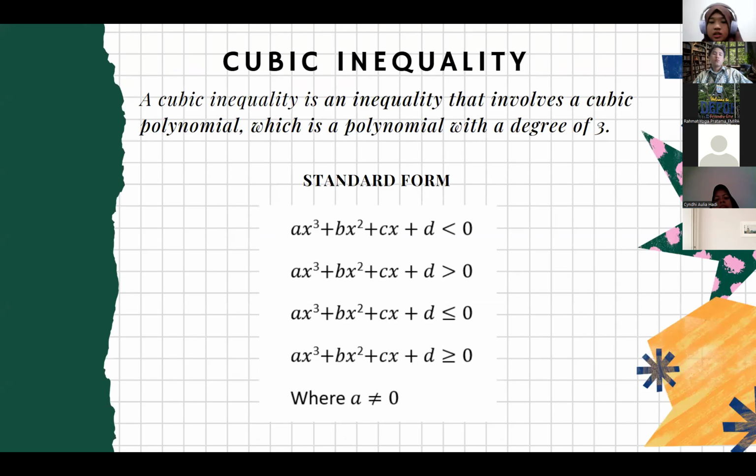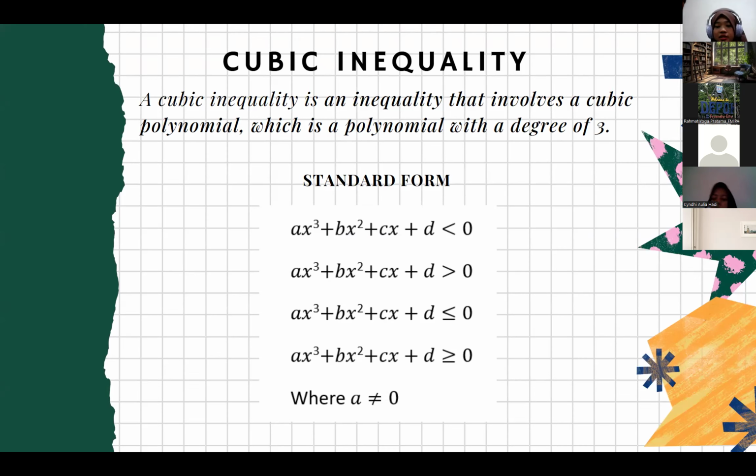Okay, so the next is cubic inequality. A cubic inequality is an inequality that involves a cubic polynomial, which is a polynomial with a degree of 3. So what is the standard form? The first form is ax cubed added to bx squared added to cx added to d is less than 0.